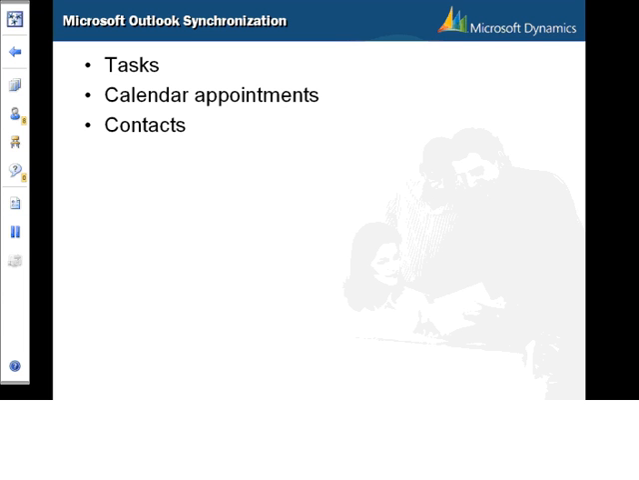The following objects can be set up with Outlook integration. Contacts synchronized to a Microsoft Dynamics AX contact person table. Appointments synchronized to Microsoft Dynamics AX activities tables with type appointment. Tasks synchronized to Microsoft Dynamics AX activities table with type task.